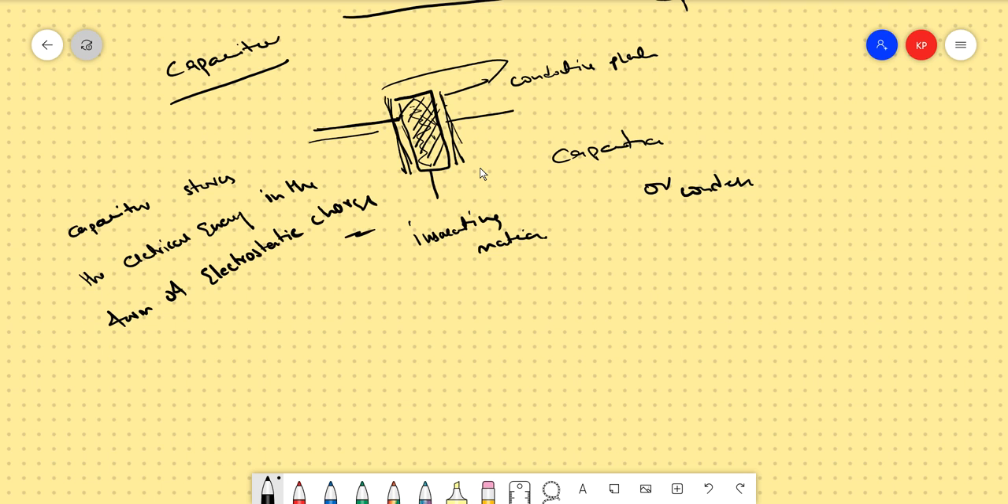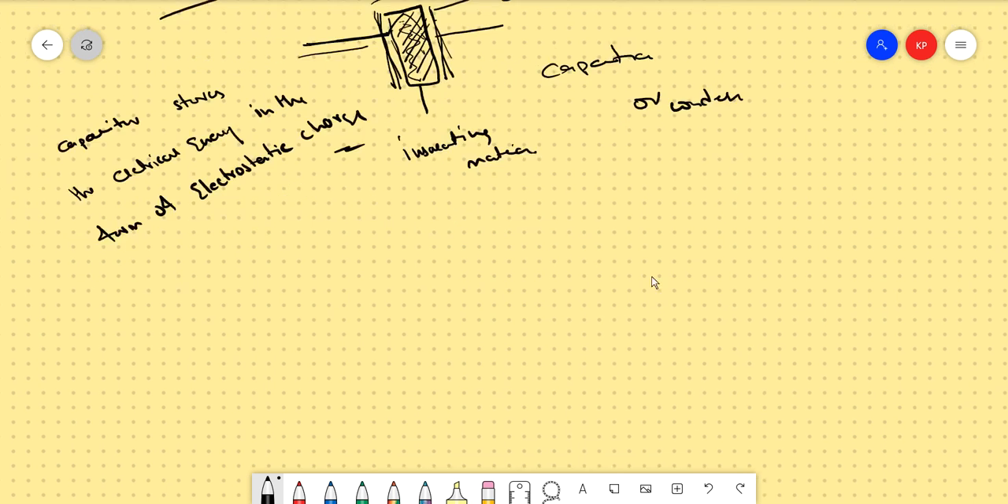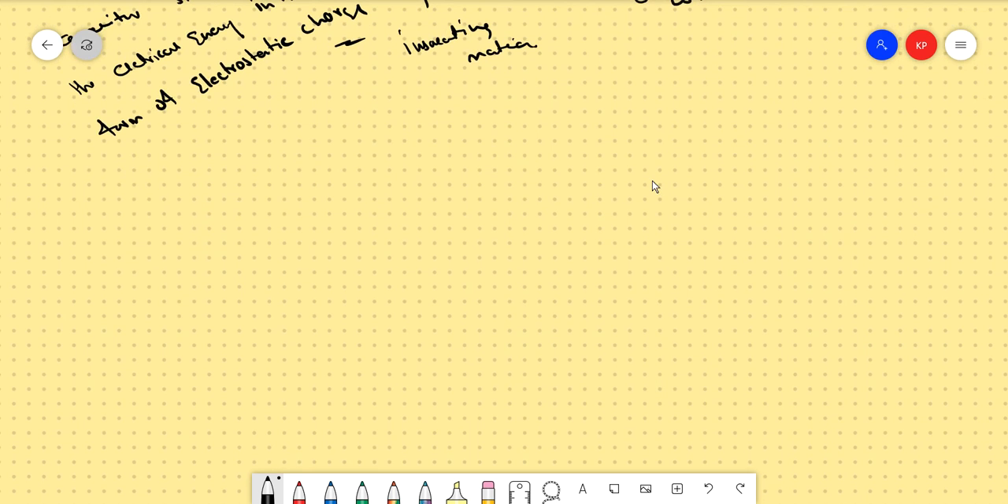So here the conducting materials are called plates, conducting plates. And let us take air as the insulating material. This is the air. So these are the conducting plates, and this is also another conducting plate.